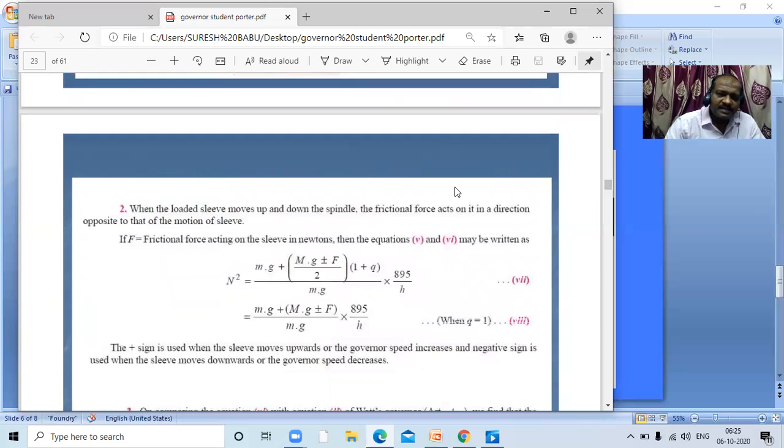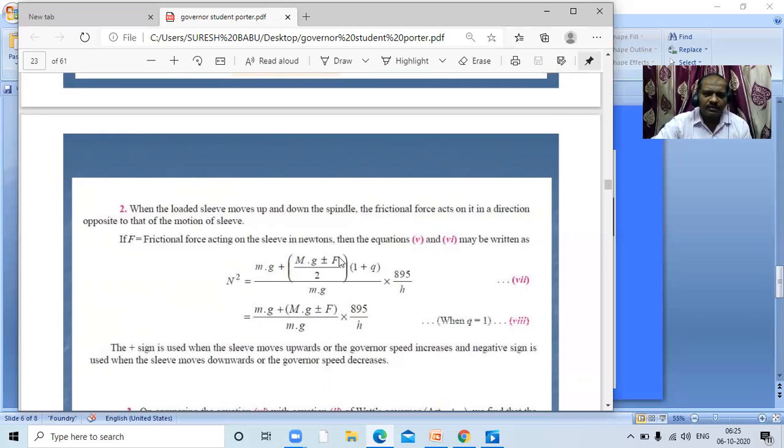Mg plus or minus f by 2 into 1 plus q. If q is 1, once again mg, the equation will be turning into mg plus or minus f by mg into 895 by h. So 895 is once again constant. Already you found how it came. Here f we have added.